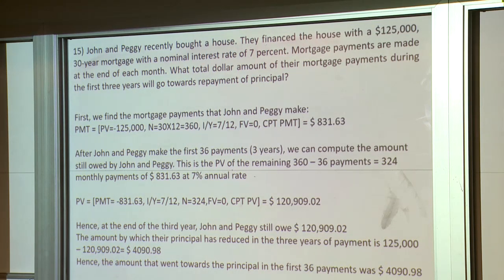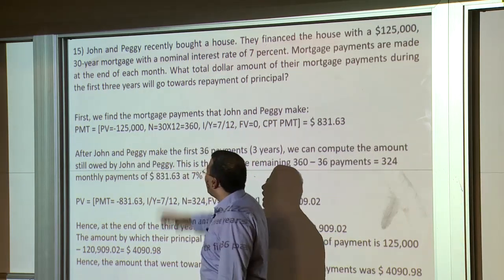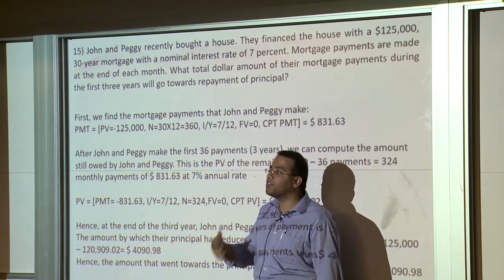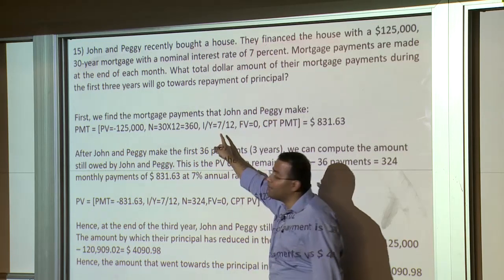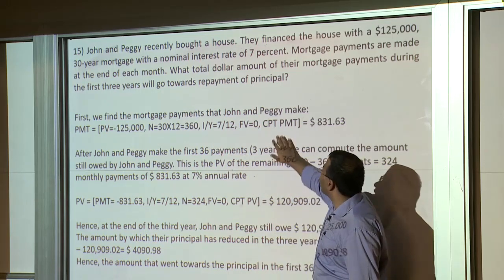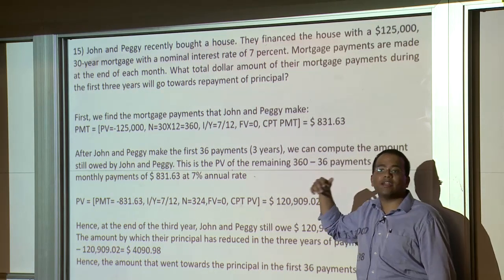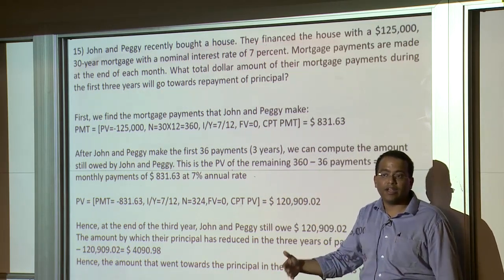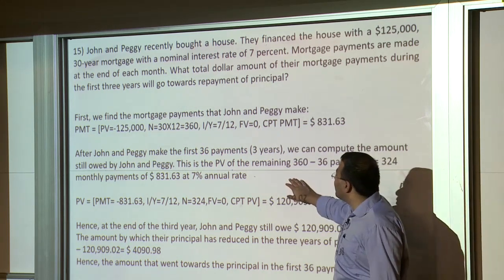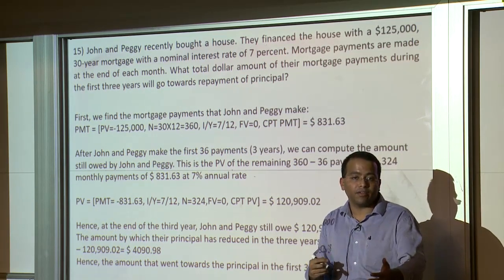That's what I do in my first step here. I have a PV of 125,000. I have N of 30 times 12, which is 360, because it's monthly, so it's 360 months. I have I/Y, which is 7 divided by 12. This is a monthly rate; 7% is the annual rate, so I do 7 by 12. Then I compute the PMT of 831.63. So this is the amount that John and Peggy will pay every month, about $830. Now, after John and Peggy make the first 36 payments, that is the first 3 years, we can compute the amount that is still owed by John and Peggy to this bank.